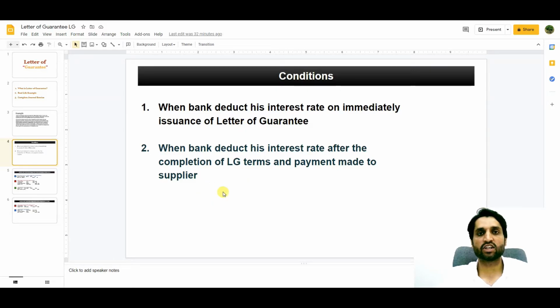There is a second condition, when the bank deducts its interest rate after the completion of LG terms and payment made to the supplier. When the bank or the buyer makes the payment to the supplier, then the bank will deduct the interest rate from our account. So for these two conditions, we will see the journal entry for the first condition.